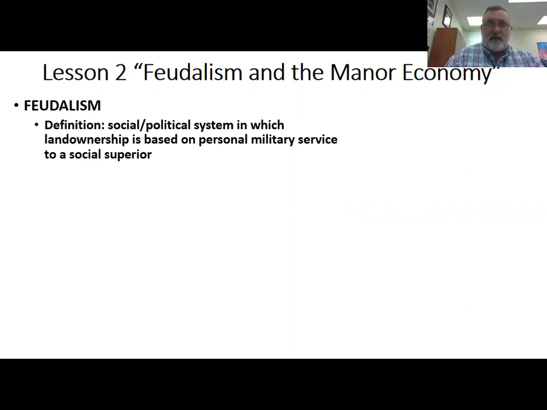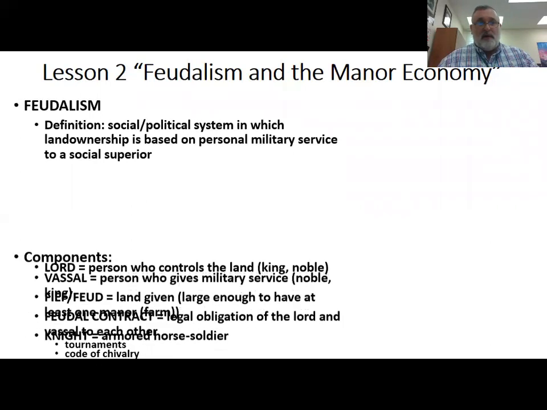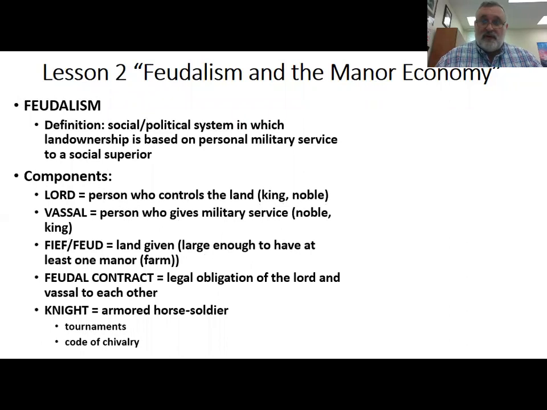So it is a system between a social superior, who is the lord, and the social inferior, who is the vassal. But understand that this system is within the upper classes. Only about 2% of the people in Europe would have been involved with this. Okay, so it doesn't involve anybody under the nobility. So the lord is the person in authority that grants the land. The vassal receives that land from the lord.